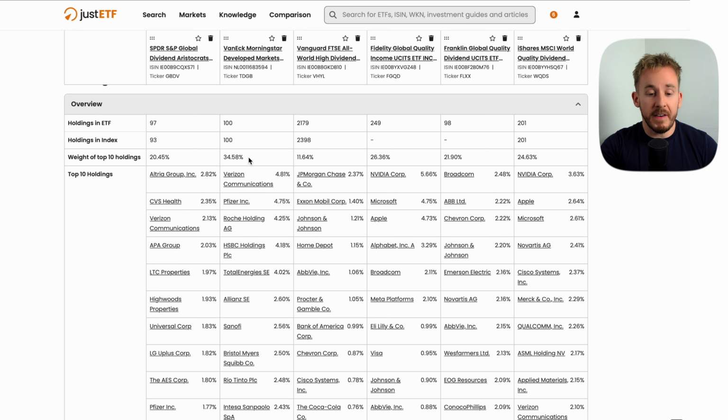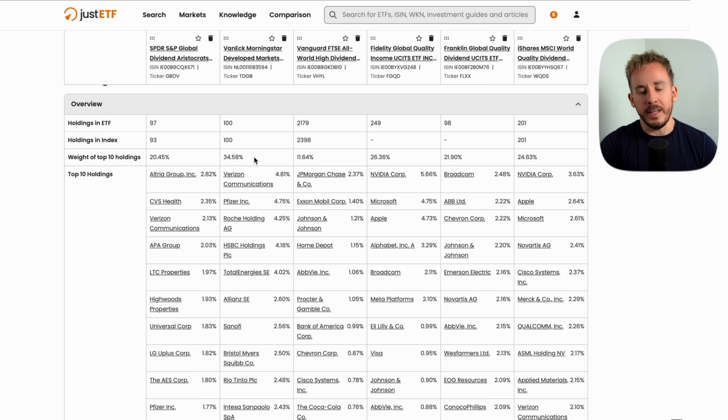We compare that to the VanEck ETF. It has 100 holdings, and therefore the weighting of the top 10 increases to 34.58%. So you're putting a lot more concentration and faith in a smaller number of companies in the VanEck compared to the Vanguard fund. So the VanEck has less diversification, but it could also be picking the ones that have been winning, the ones that have been paying out the sustainable dividends. So you can look at that both ways.